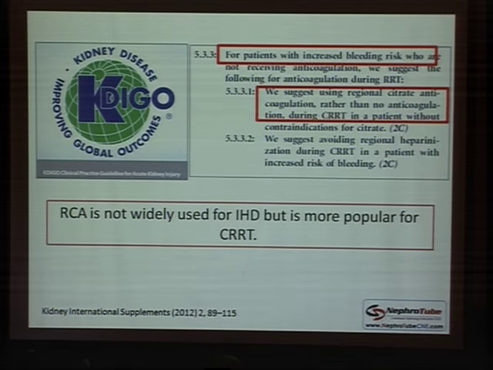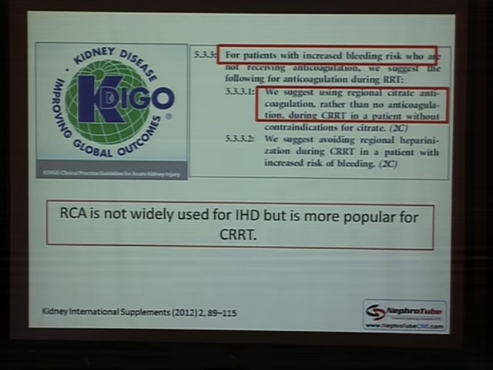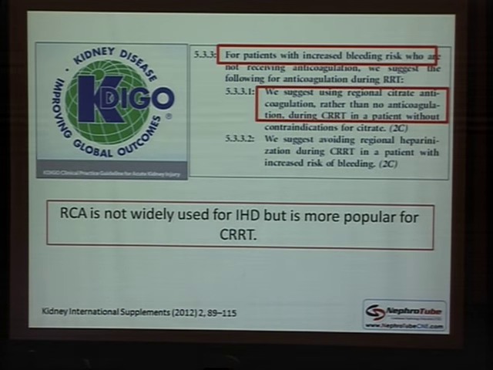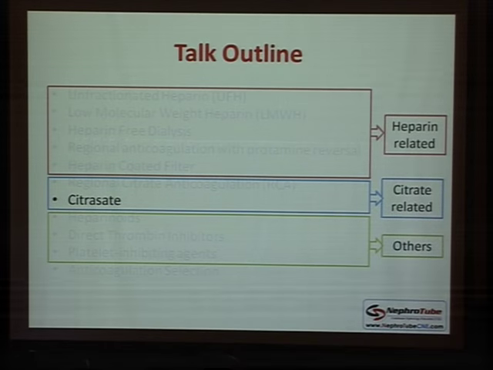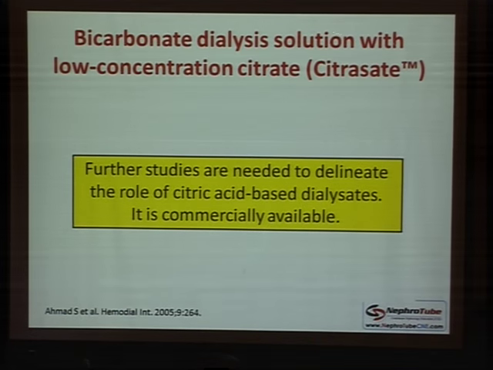In my city, Alexandria, there is only one center using regional citrate anticoagulation. It is very difficult to use. Here also in the Urology Nephrology Center, there is experience with regional citrate anticoagulation. Citrasate is a bicarbonate dialysis solution with a low concentration of citrate. It is actually under study, and there are no good results regarding its use till now.